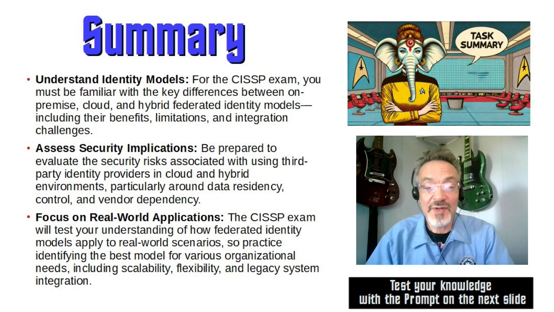All right, wrapping up Task 5.3, Federated Identity with a Third-Party Service. Remember the three key takeaways here. Understand the identity models. You need to be able to distinguish between on-prem, cloud, and hybrid federated identity models. Each has its own benefits and limitations, and the exam will likely test your ability to apply the right model in different business contexts. Assess the security implications.